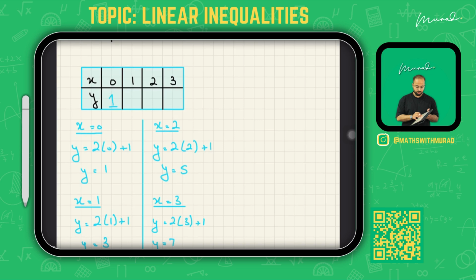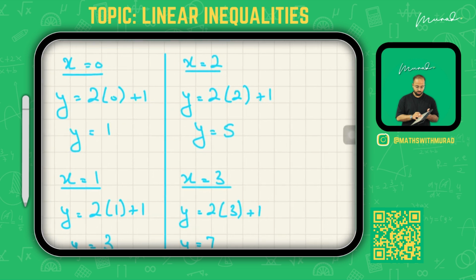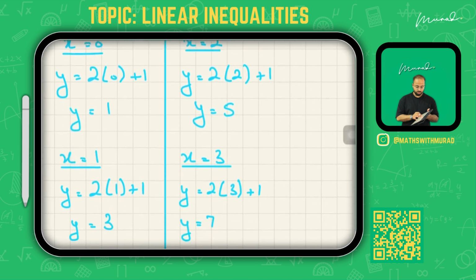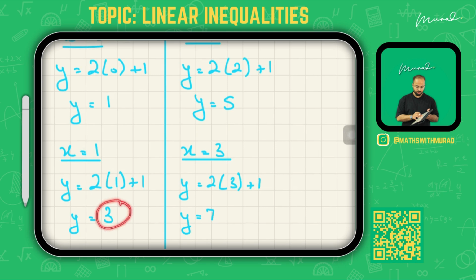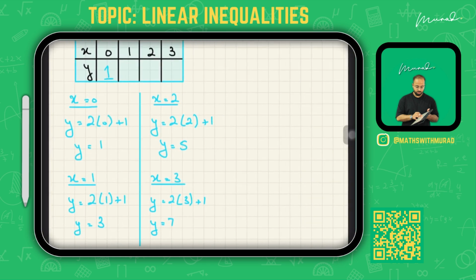And the next time, you put the value of x as 1 over here, so the value of y is 3. Okay, now you got the value for y on this side, which is 3. And now for x equals 2, you put the value of x as 2 over here, and the value of y is 5.